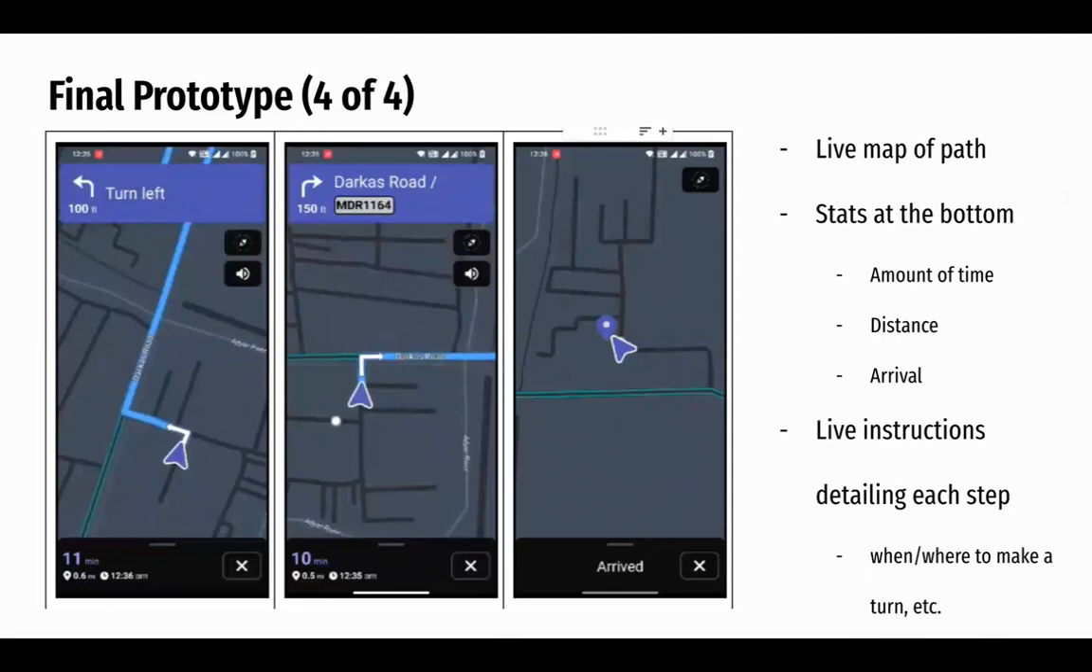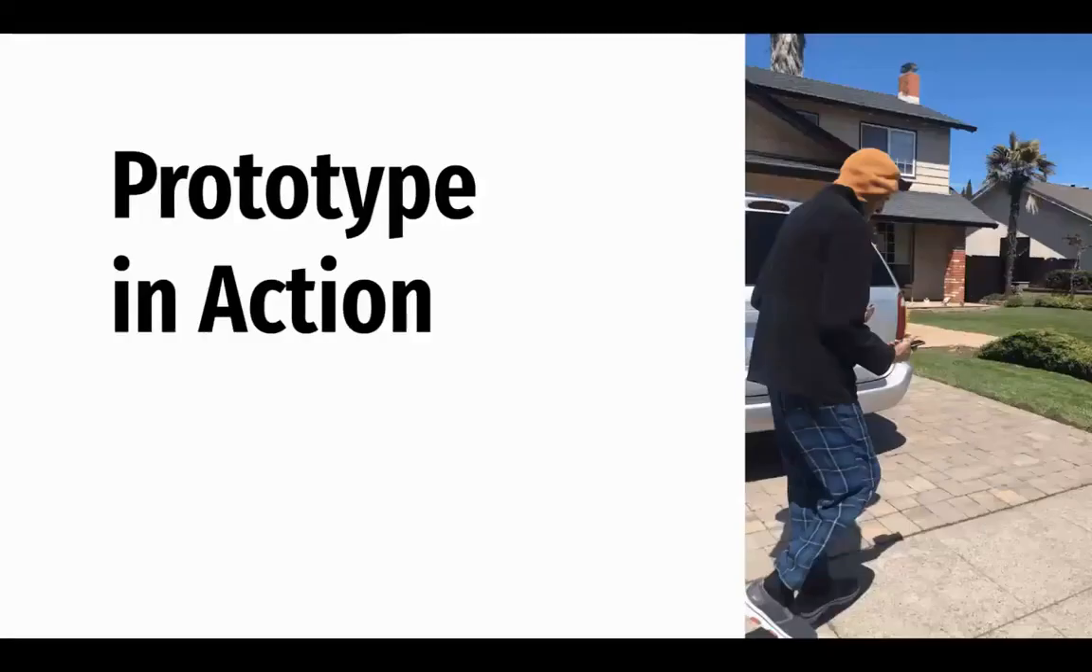This shows a live map of the path with some stats at the bottom, as well as live instructions detailing each step, such as, take a left in 100 feet. And this is a picture of us with the prototype in action. And this is a video.